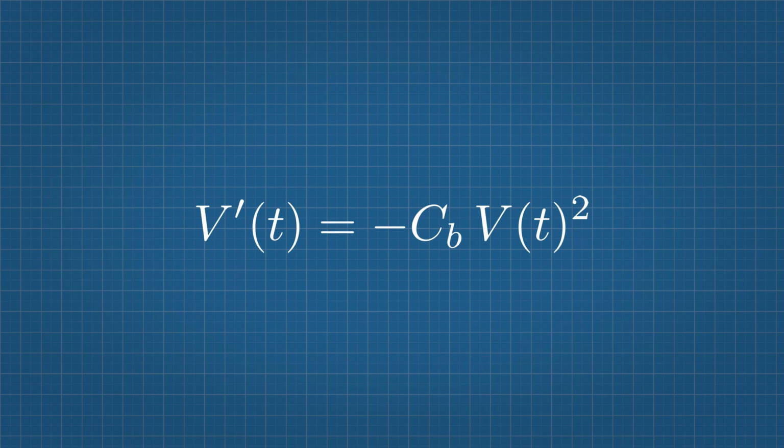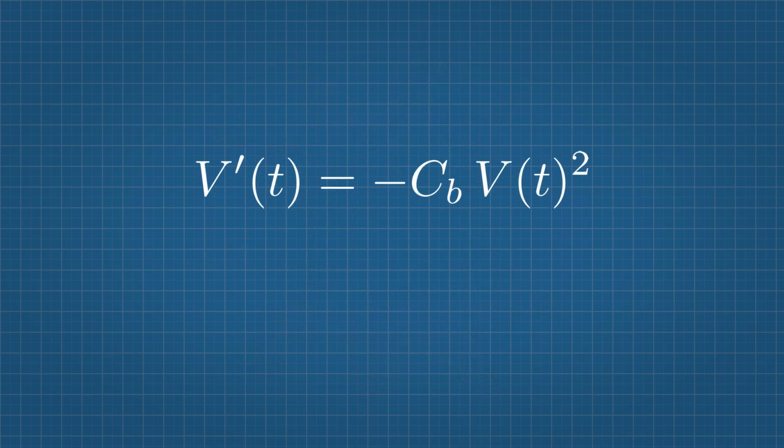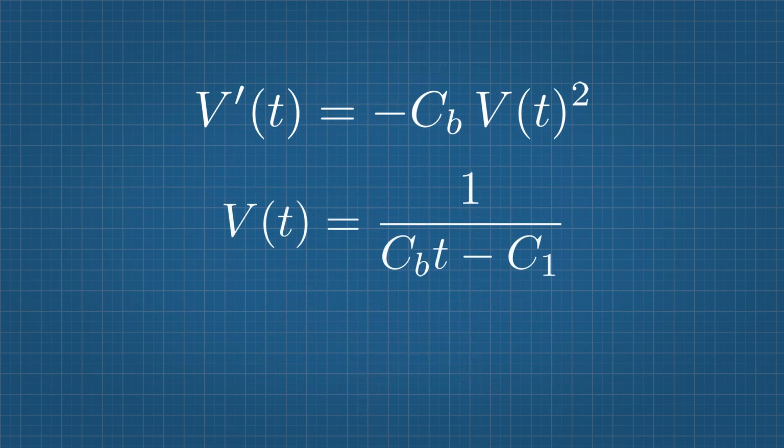Now, because I'm a lazy engineer and not a mathematician, I'll just ask Mathematica to solve it for me. And that's the solution it gave me. We can see that there is a term that wasn't there before, C1. That's the integration constant.